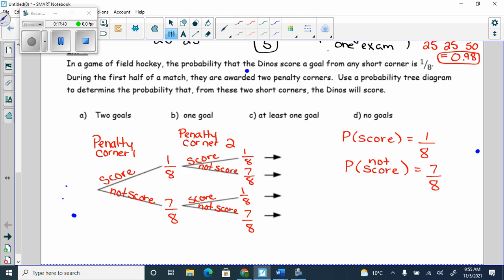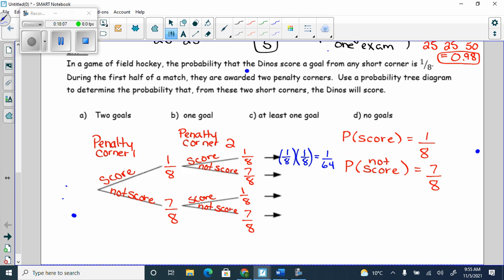So for the first one, the first option I have is score on penalty corner 1, score on penalty corner 2, correct? Score, which would be 1/8 times 1/8, which is actually 1 out of 64. So it's a small probability, and it should be, because it's a small probability they're going to score. Now to score twice, it's going to even be smaller.